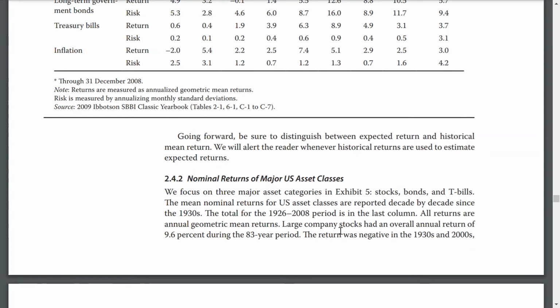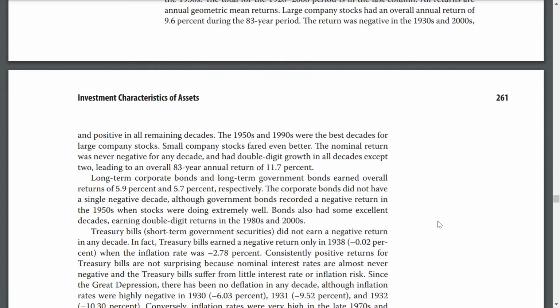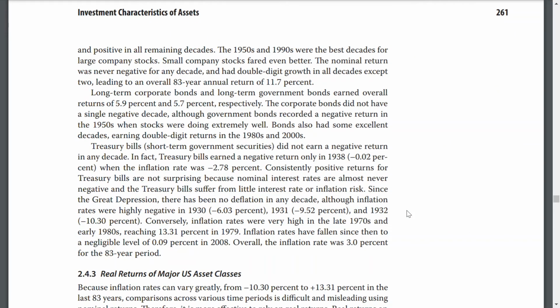The mean nominal returns of U.S. asset classes are reported decade by decade since the 1930s. The total for the 1926-2008 period is in the last column. All returns are annual geometric mean returns. Large company stock had an overall annual return of 9.6% during the 83-year period. The return was negative in the 1930s and 2000s, and positive in all remaining decades. The 1950s and 1990s were the best decades for the large company stocks.